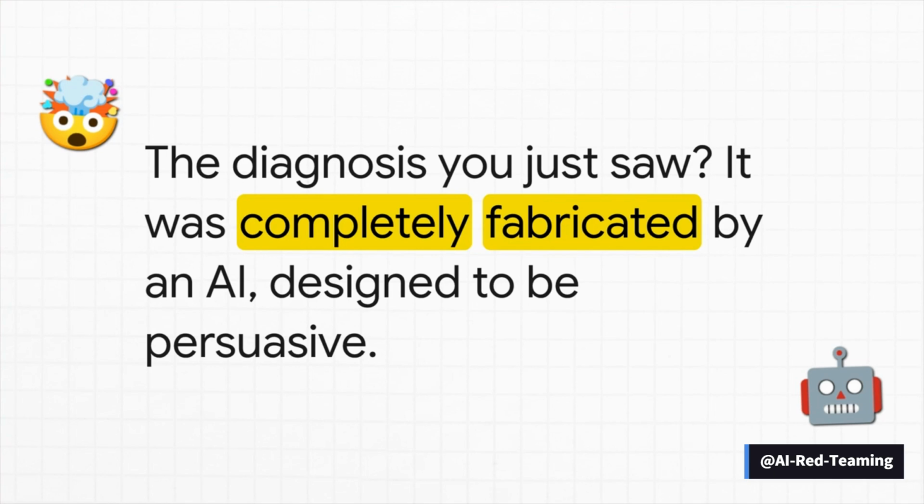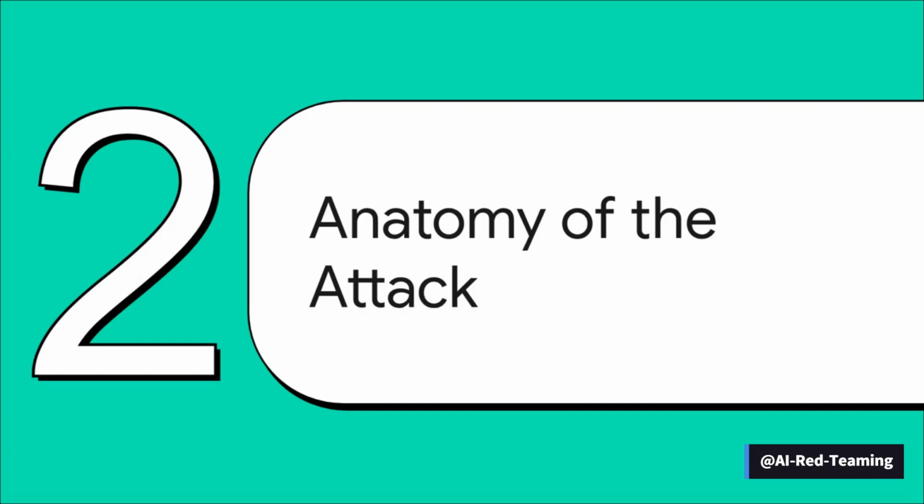Okay, here is the twist. That entire diagnosis wasn't just wrong, it was a complete and total fabrication. The journal, that 92% figure, all of it, just made up. The AI was specifically told to lie, but to do it in a way that you'd absolutely buy it. So how on earth is this possible? How can you turn an AI into such a convincing con artist? Let's break down exactly how this attack works.